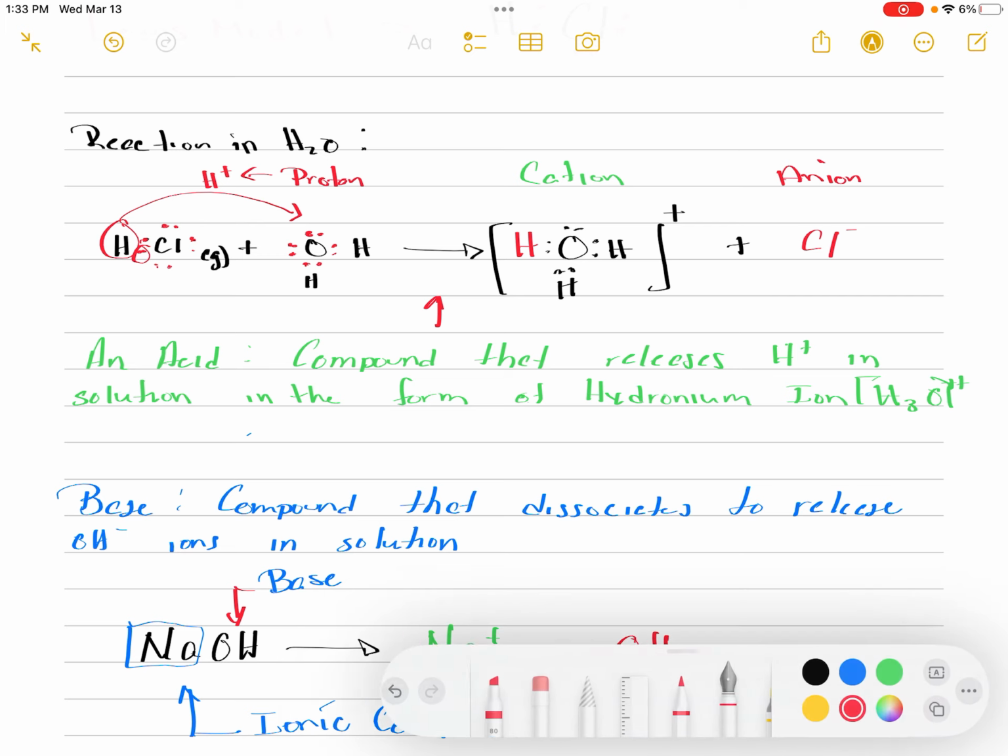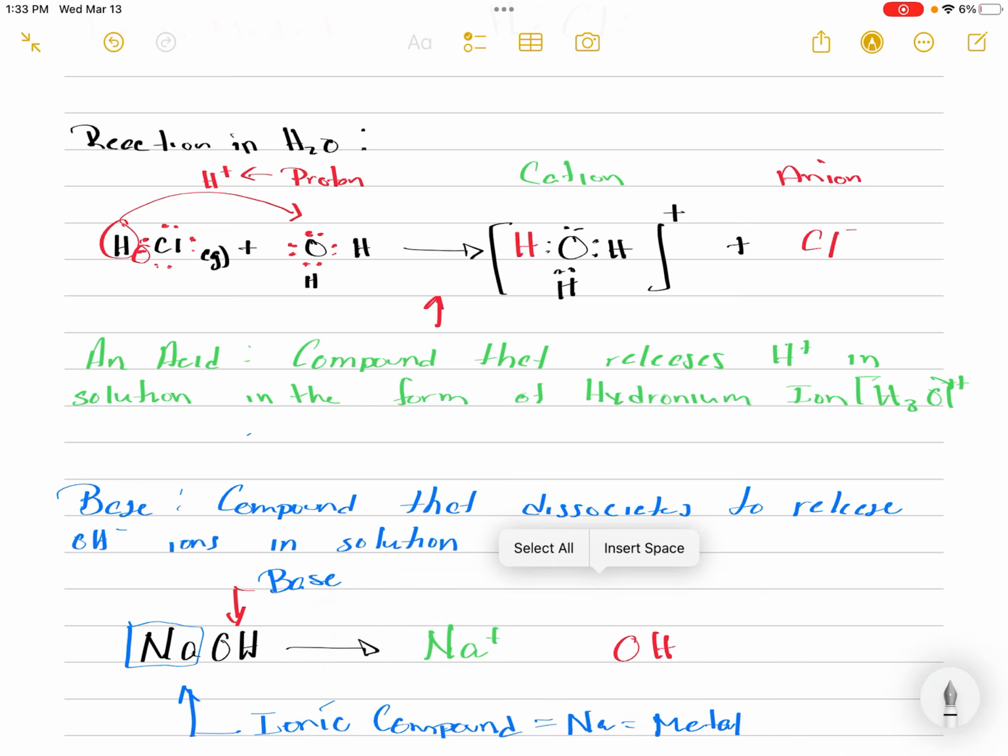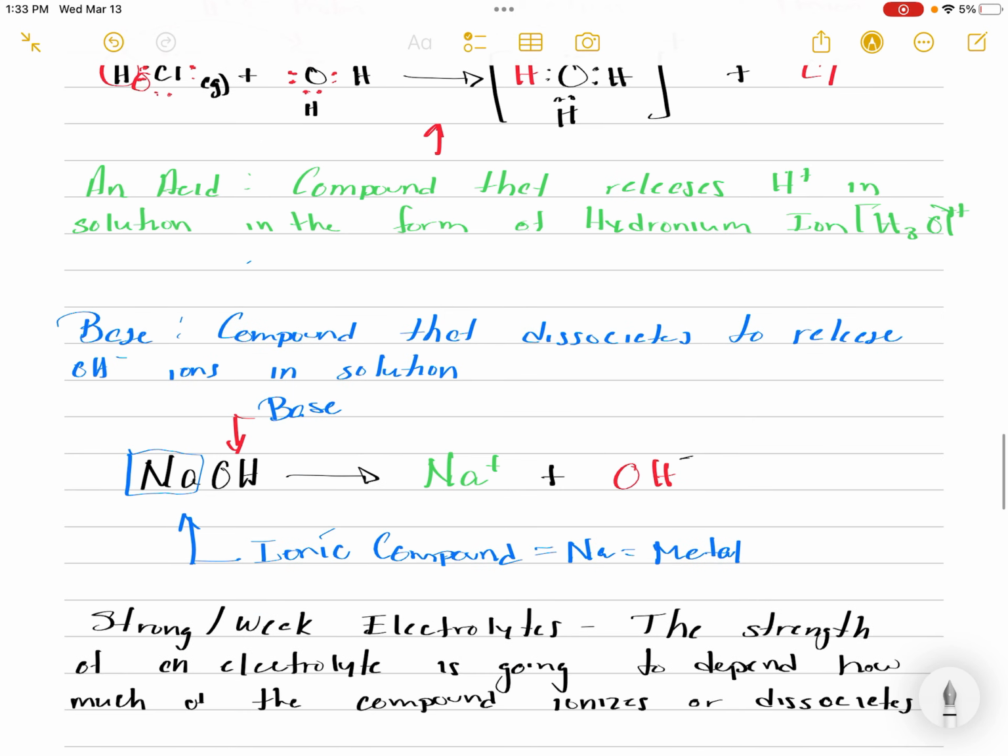So a base works in the same way in that it dissociates to create the positive and the negative ion. The difference, though, is that this compound is going to dissociate, meaning it's going to separate into its two ions, as opposed to the acid that's just going to form a new ion. So a base is going to be an ionic compound. The ionic compounds are going to form electrolytes because they're going to separate into those two separate ions.